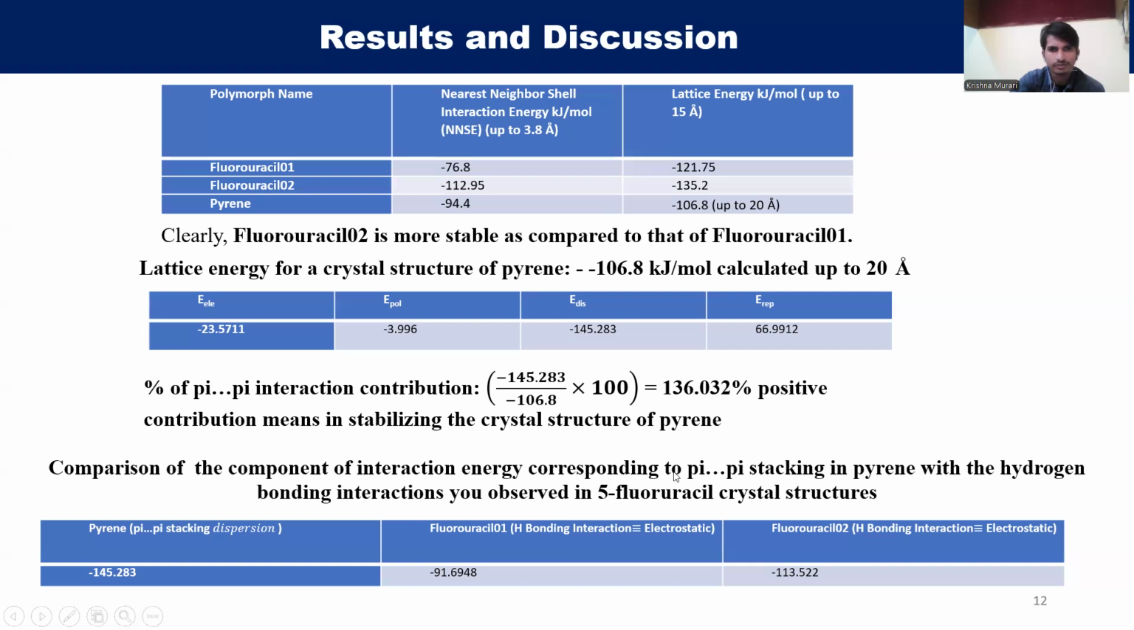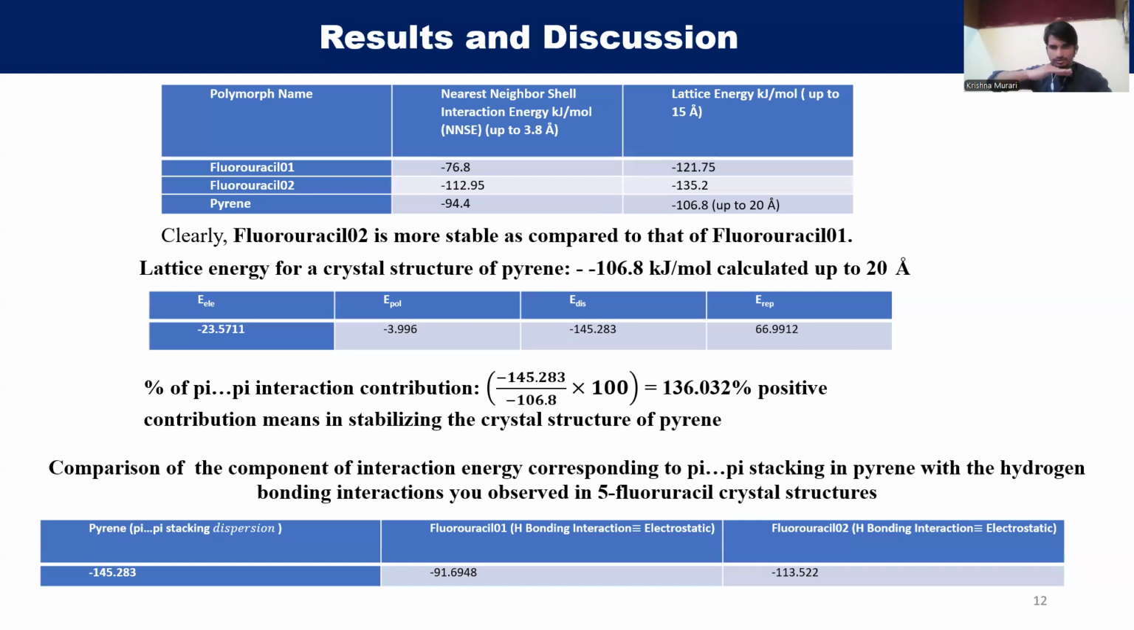In the last part, we have compared the pi stacking energy with the hydrogen bonding interaction in the 5-fluorouracil structure. Dispersion energy in pyrene comes out to be minus 145.283 kilojoule per mole. Hydrogen bonding interaction comes out to be, in the case of fluorouracil 01, minus 91.69 kilojoule per mole, and in the case of fluorouracil 02, minus 113.522 kilojoule per mole. From these data, we can clearly say the dispersion interaction energy in pyrene is mainly contributed by pi stacking interaction.